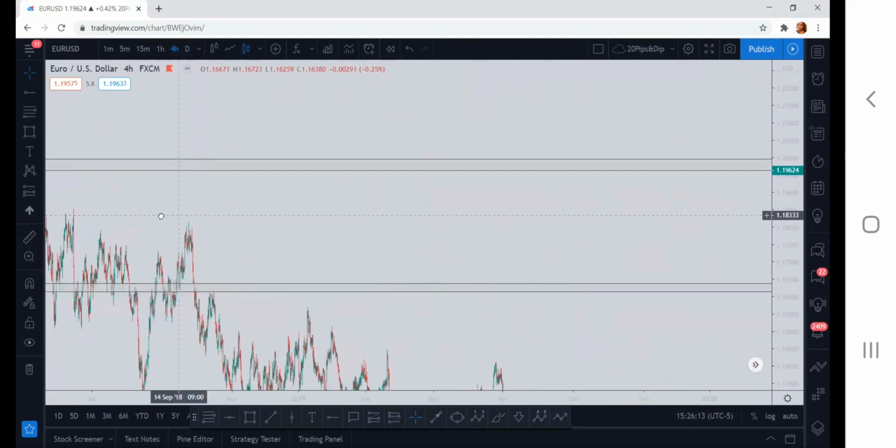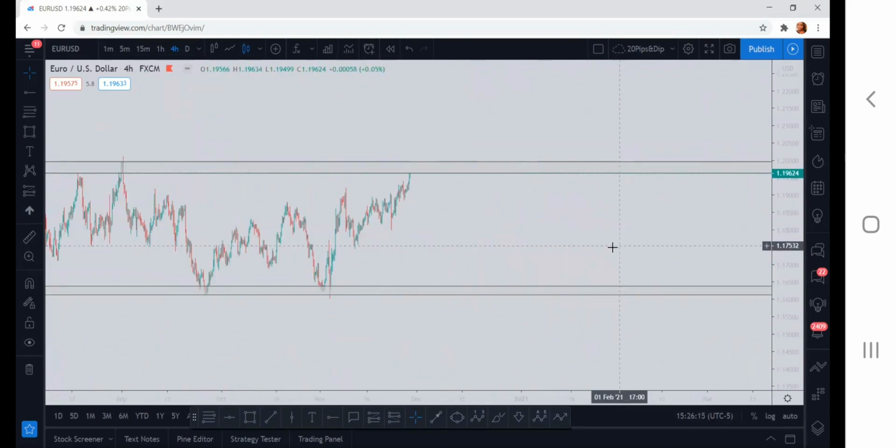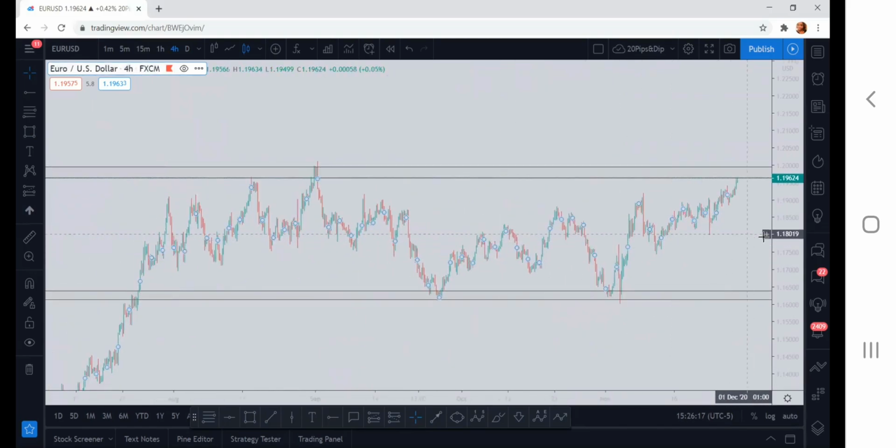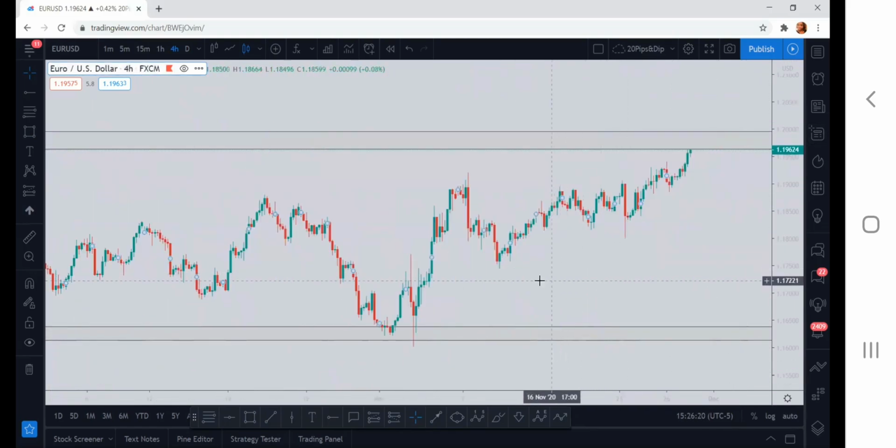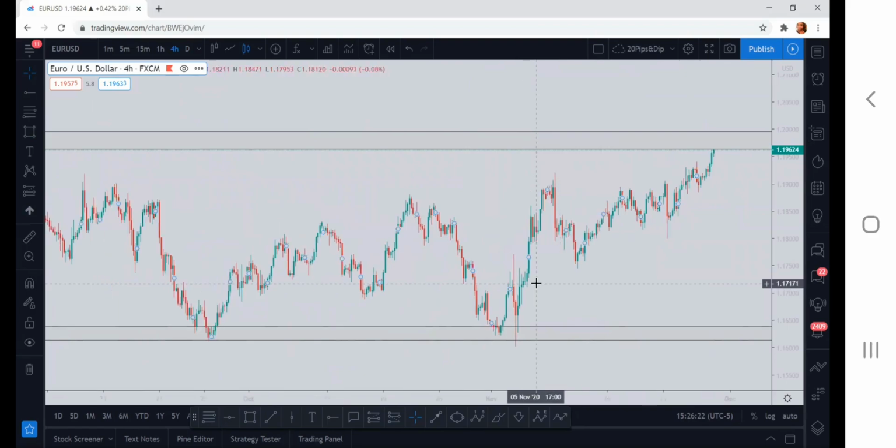Okay. So that's pretty much how to draw your zones out, guys. That's how I do it. Everybody does it a different way, but those are the ways that I do it.